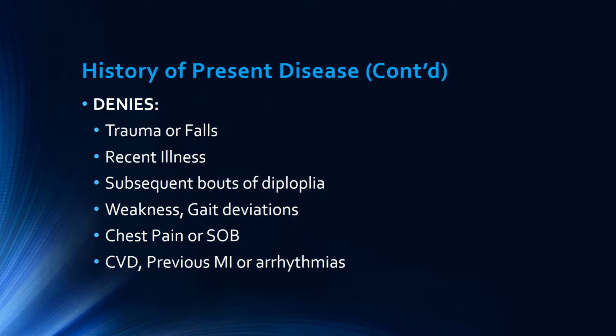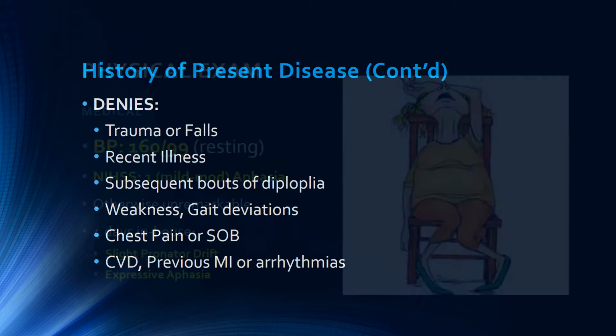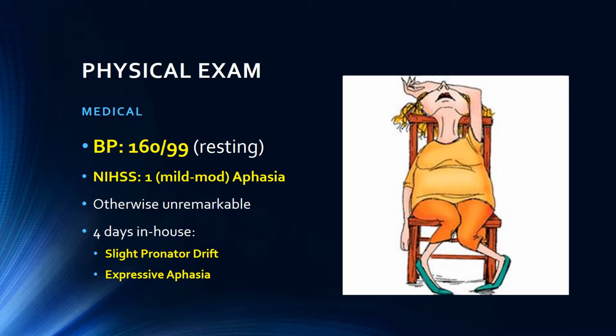She denies trauma or falls, recent illness, subsequent bouts of diplopia, weakness, gait deviations, chest pain or shortness of breath, no cerebral vascular disease, previous MI or arrhythmias. On physical exam, she was shown to have a significant blood pressure of 160/99 at rest. Her NIH stroke scale was 1. For those who are not familiar, it's a 0 to 42 scale. The higher on the scale, closer to 42, the more significant the neurological impairments and the more severe the stroke. Otherwise, she was fairly unremarkable.